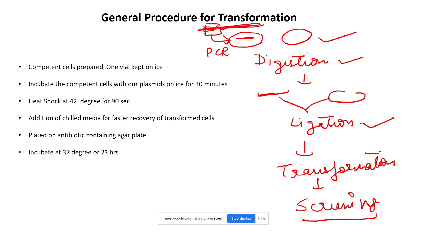Amplification also we have discussed, when the sequence is known and when the sequence is not known. This we have all discussed. So now we are at transformation and then screening. For transformation, there were competent cells. So competent cells we have prepared.